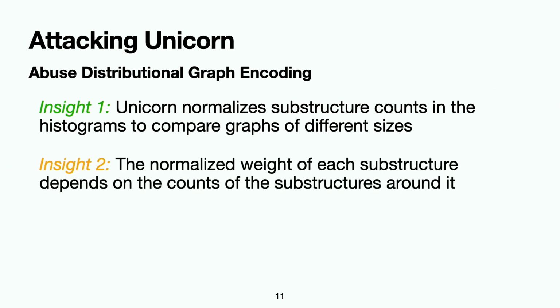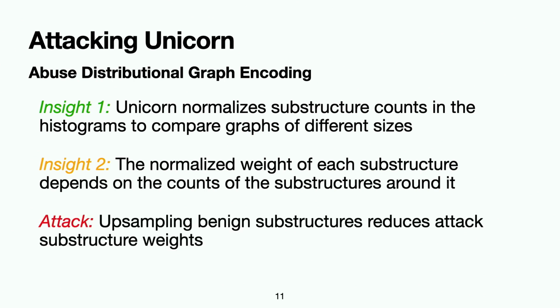However, by normalizing the counts of different substructures, this inherently means that the normalized count is dependent on the counts of the substructures occurring around that substructure. What this boils down to is that an attacker who is looking to reduce the weight of attack substructures can simply upsample the number of benign substructures that occur within the graph.